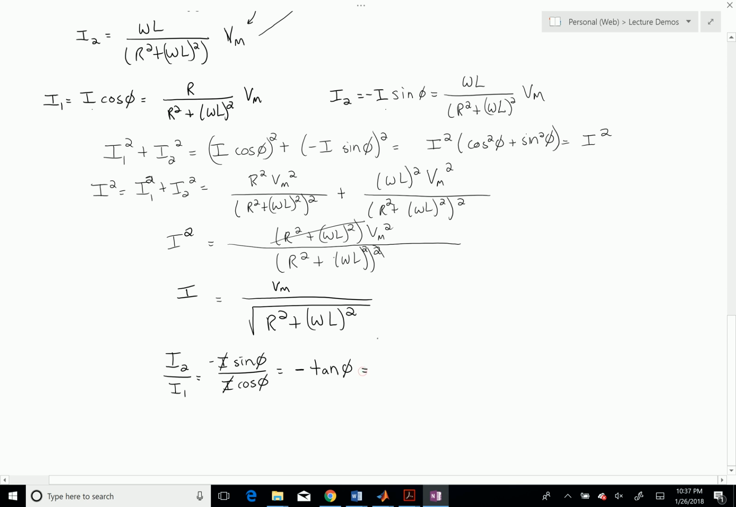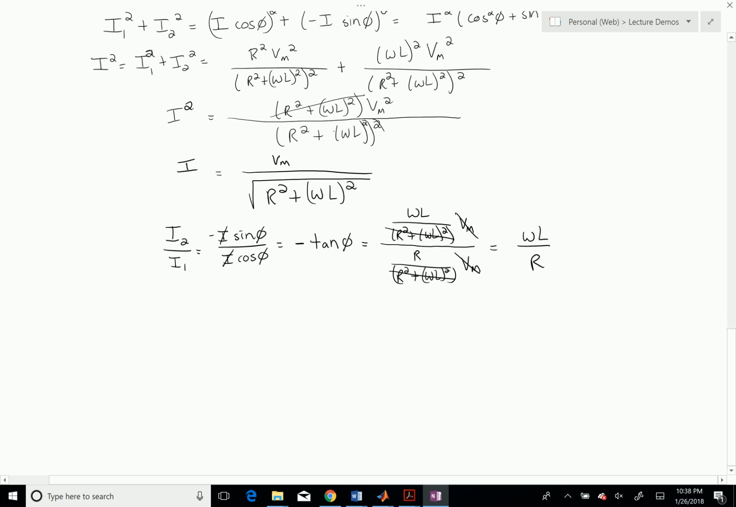Now that has to equal, since this is I2 over I1, the two expressions for I2 and I1. So I put in omega L over R squared plus quantity omega L squared times Vm, and over here I put in R over R squared plus omega L quantity squared times Vm. So what happens? The Vm terms cancel, the denominators cancel, and this becomes simply omega L over R. So tangent of phi equals minus omega L over R, or phi equals minus arctan of omega L over R.